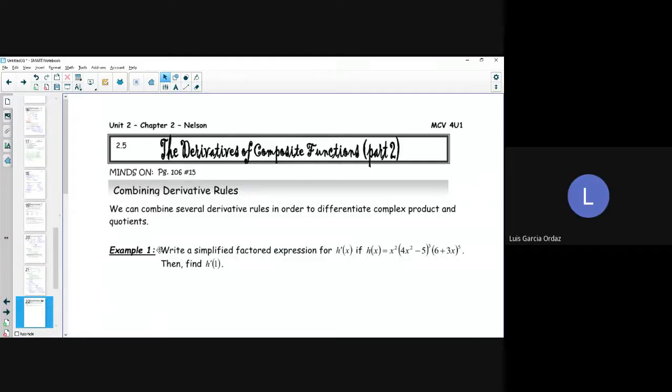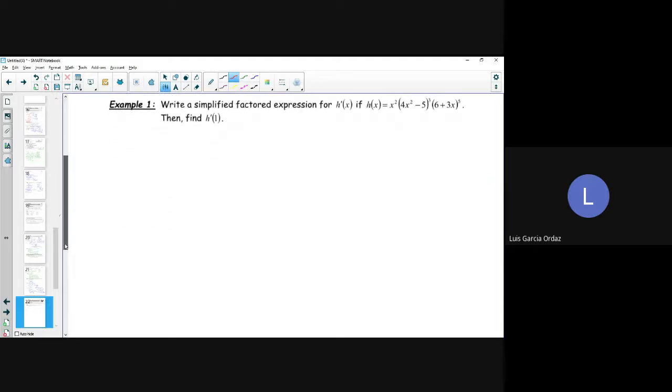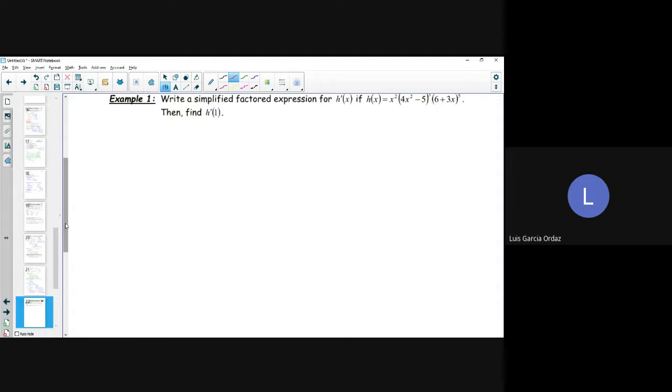All right. So our last lesson has to do with the derivatives of composite functions. So combining derivative rules, okay? We can combine several derivative rules in order to differentiate a complex product and quotients. Okay, so these are the rules that we've learned. You guys are gonna have to apply them all as we speak.